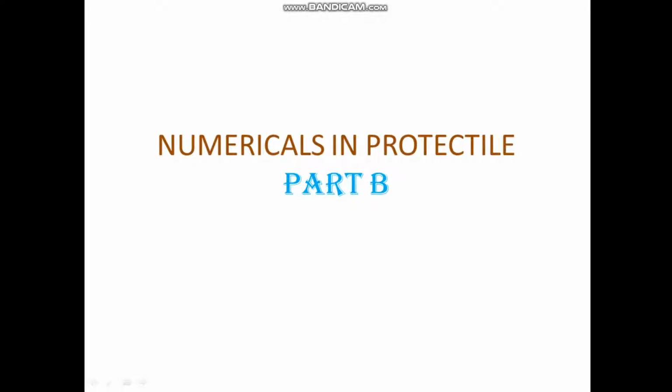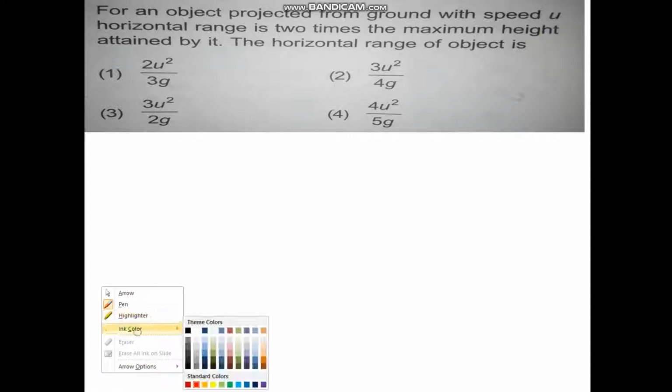In this video lecture, we will solve certain numericals in projectile motion. Before coming to this video, please watch the previous videos on projectile motion. This is the first numerical we have in projectile motion.